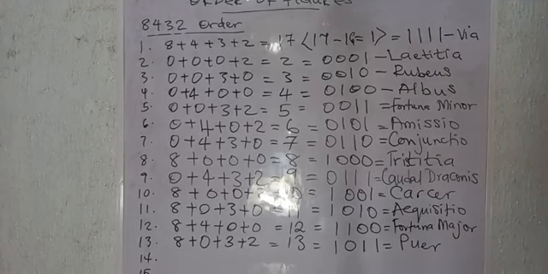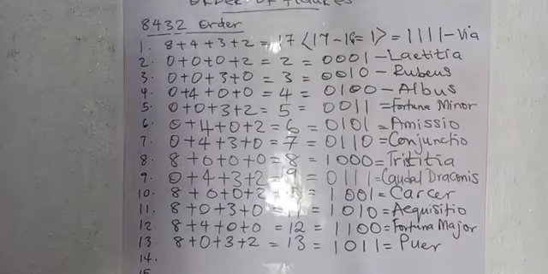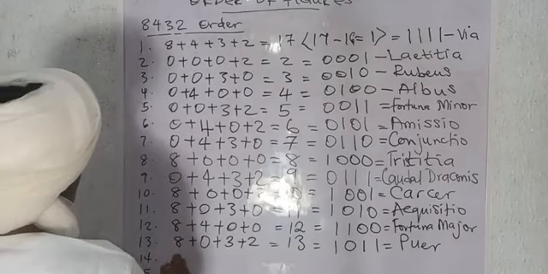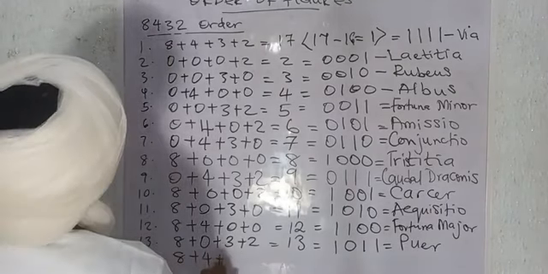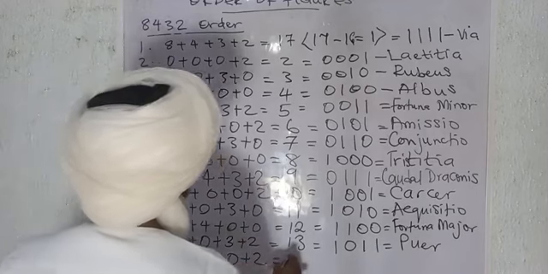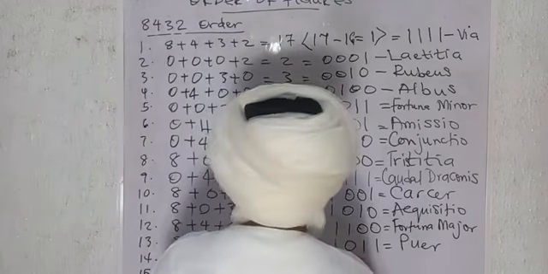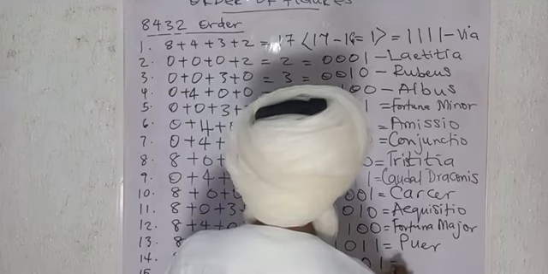8, 4, 2. Yes, that will give us 14. So we are using 8, 4, and 2. 8 plus 4 plus 0 plus 2 is 14. So the figure will look like 1, 1, 0, 1. This is Puella.